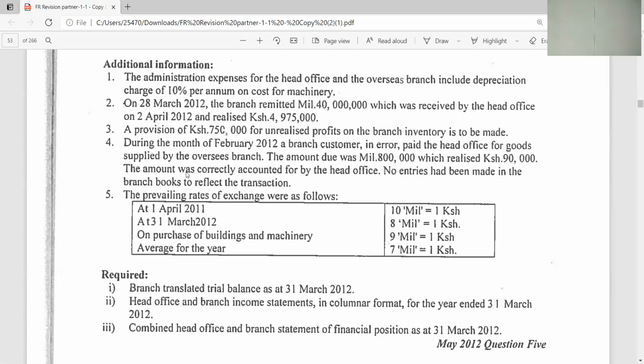So you are required to do the branch translated trial balance, head office, and branch income statement in columnar format for the year ended 31st March 2012. Then combine the head office and the branch statement of financial position as of 31st March 2012. So we can go direct to the computation. So we start by translating the trial balance. As you translate, remember that we have to make various adjustments which were never made.